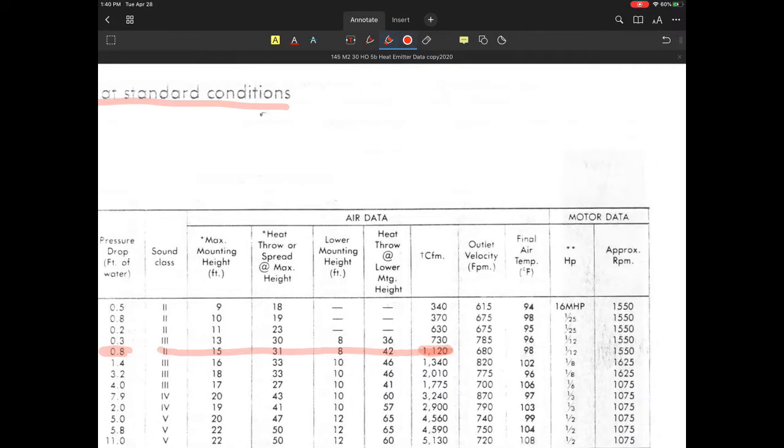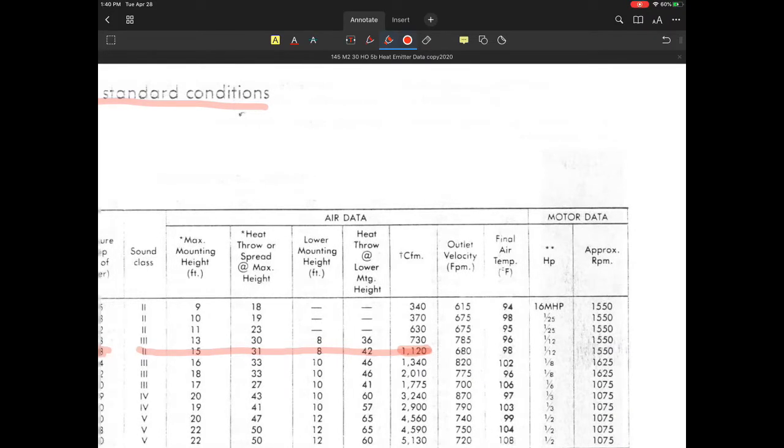So in this case, 1120 CFM of air is what we would typically expect out of there, which of course, what they also identify for us is the final air temp, and this would be what would leave that unit heater. So remember, we have 60 coming into that heater that it's rated for. We would have a 98 degree temp leaving that.